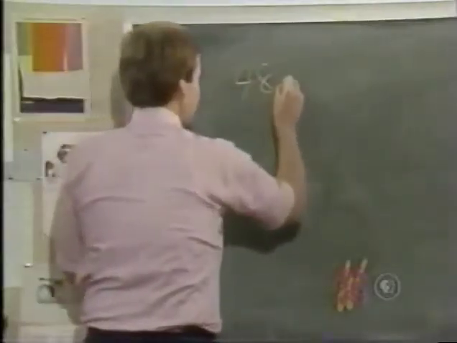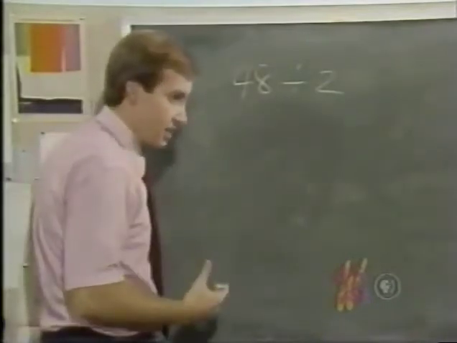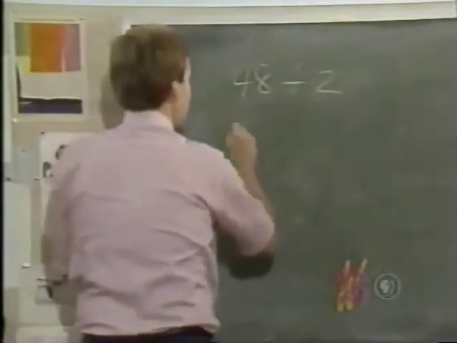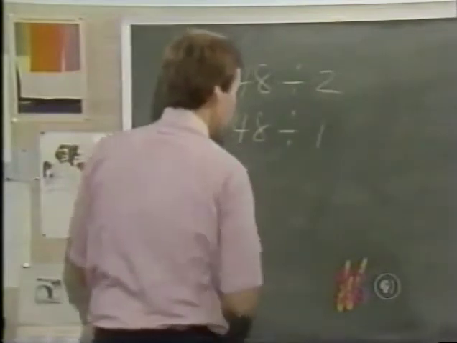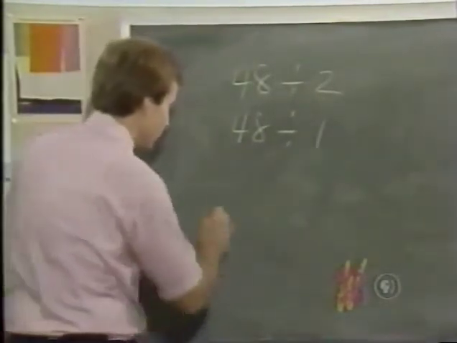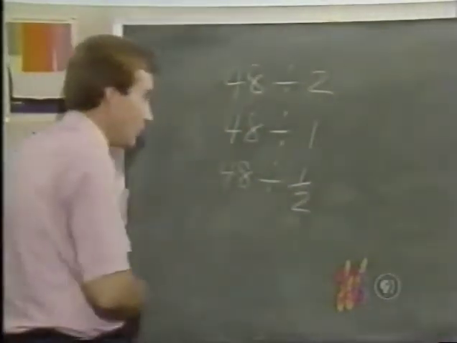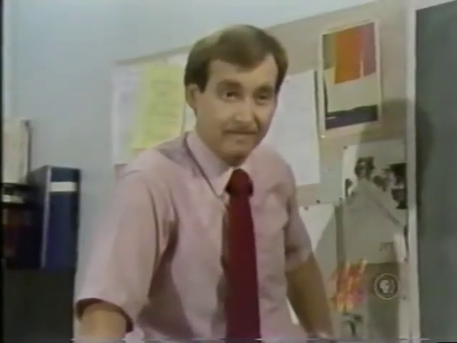48 things divided by 2 means 48 things rearranged into 2 piles. Okay? 48 things divided by 1 means 48 things rearranged into 1 pile. Okay. But watch out. 48 things divided by 1/2 means 48 things rearranged into half piles. Yeah. No such thing. Either have a pile or you don't. You can't have half a pile any more than you can dig half a hole or cut half a piece of pie. Okay, I see the distinction, but what's the implication?